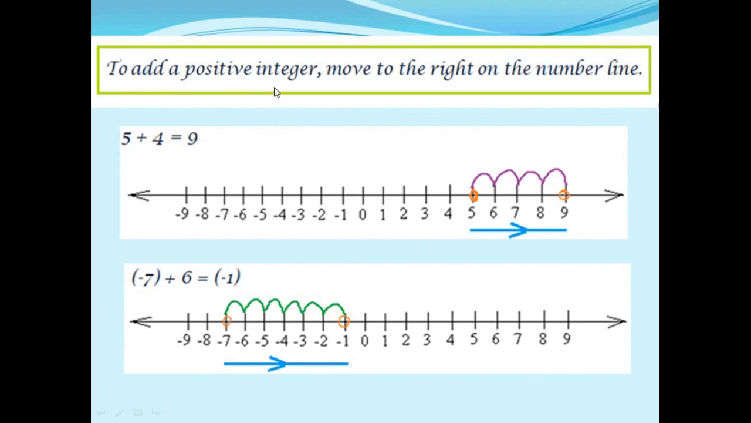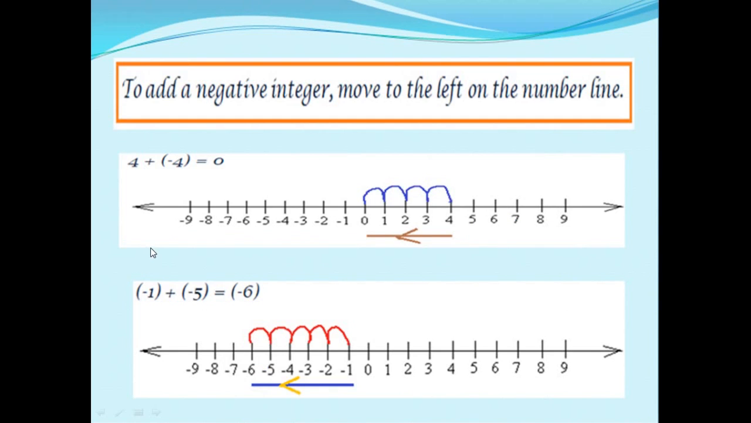Here, to add a positive integer, move to the right on the number line. So, let's start with the first number 5. Then move 4 units to the right side on the number line. We are adding 4. Therefore, start from 5. Move 4 units on the number line. We reach at 9. So, 9 is the answer.